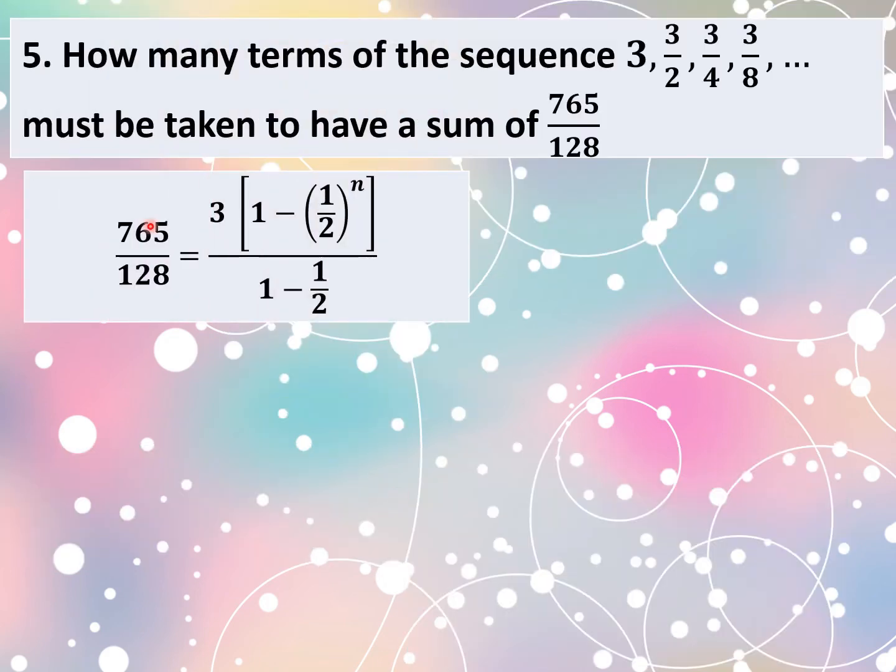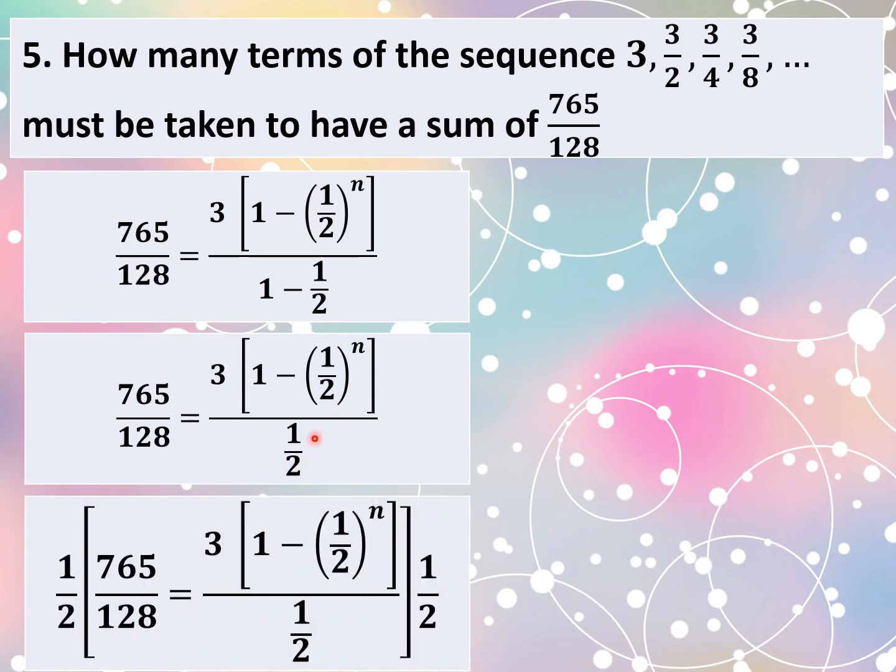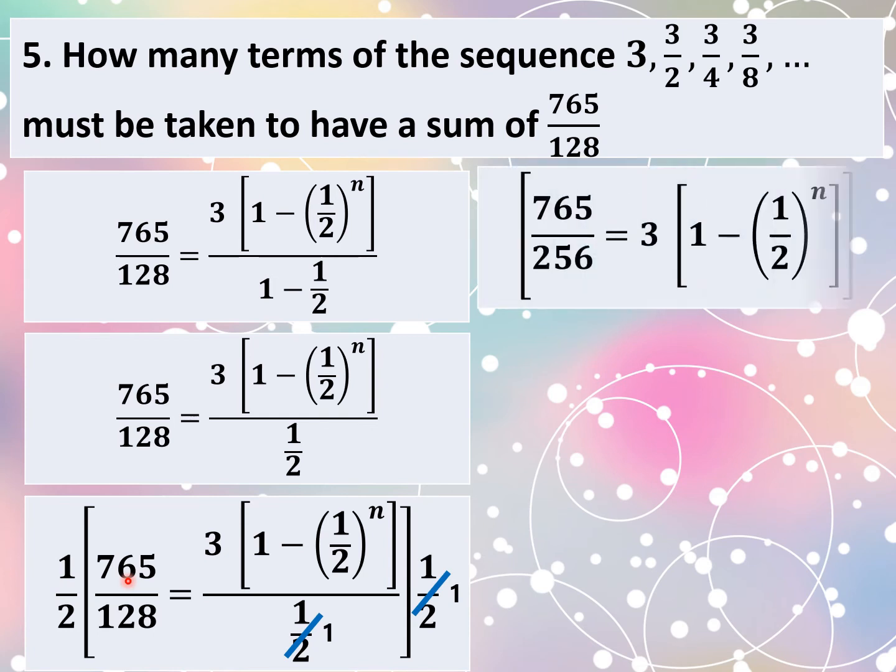So, from 765 over 128 is equal to 3 times 1 minus 1 half raised to n all over 1 minus 1 half. I-simplify muna natin yung 1 minus 1 half. That is equal to 1 half. And then, magmumultiply both sides tayo by 1 half para matanggal yung 1 half dito sa denominator. So, makakancel na yung 1 half dito sa right side. And then, dito sa left side, imumultiply lang natin to. 1 times 765, that is 765. And then, 2 times 128, that is 256.